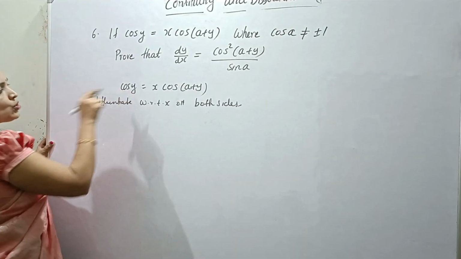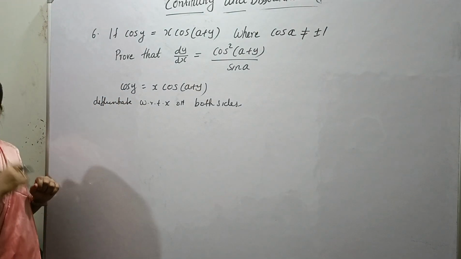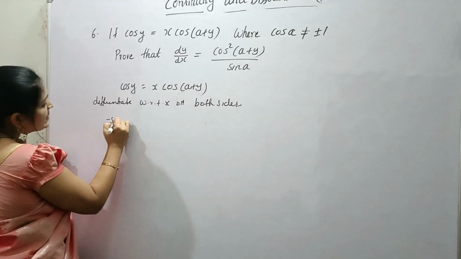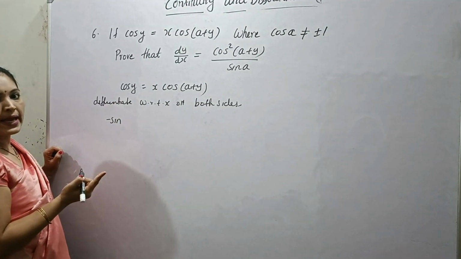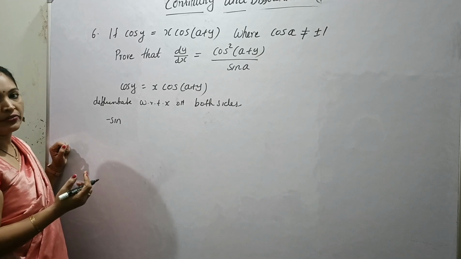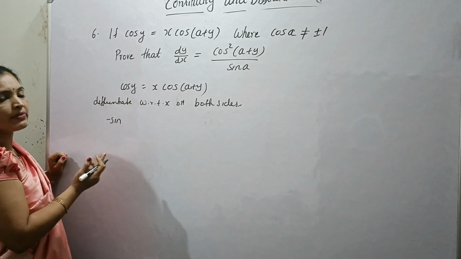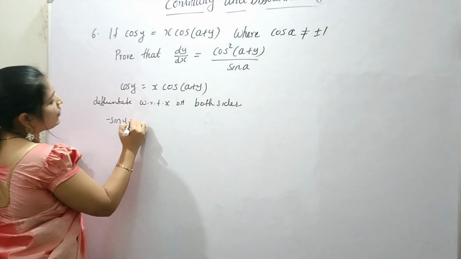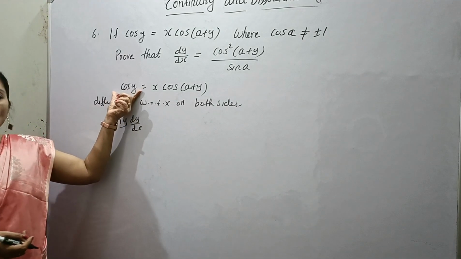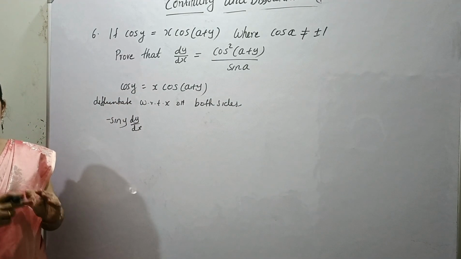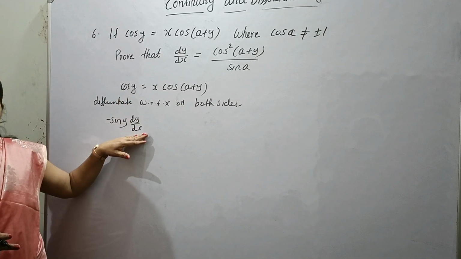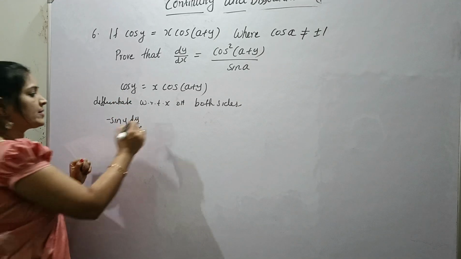We get cos y. The derivative of cos y with respect to x: the derivative of cos y is minus sin y into the derivative of y with respect to x, that is dy by dx. So it is minus sin y dy by dx.